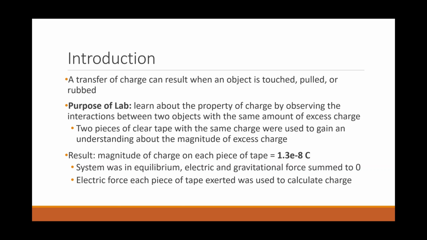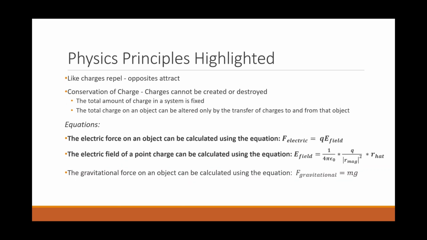The result of this lab was that the magnitude of charge on each piece of tape was calculated to be 1.3 e-8 coulombs. Some of the physics principles highlighted in this lab were that like charges repel, opposites attract, conservation of charge, charges cannot be created or destroyed, the total amount of charge in a system is fixed, the total charge on an object can be altered only by the transfer of charges to and from that object, and electric force is equal to charge times electric field, which is equal to 1 over 4 pi epsilon times q charge over r magnitude squared times r hat, r being the distance from the source charge to the observation location. F gravitational was also used in this lab. F gravitational is equal to mass times 9.81 meters per second squared.